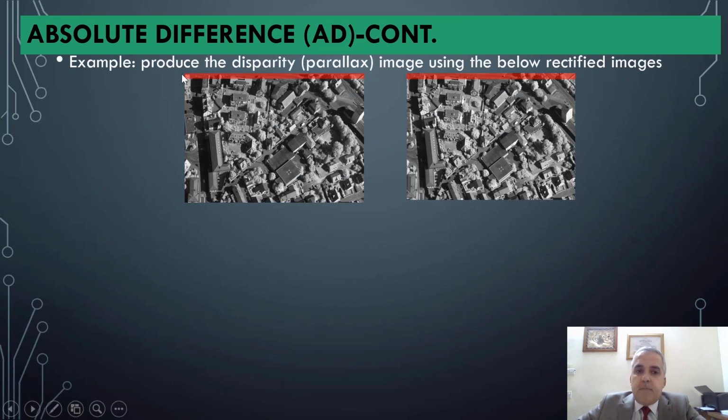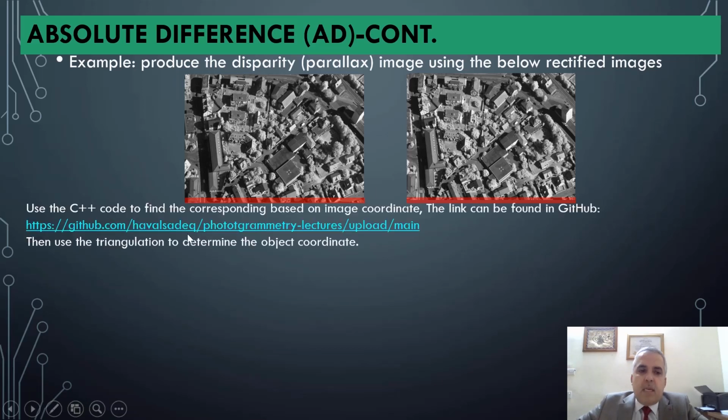Then we will apply the algorithm on each epipolar line, as we applied it in the previous example on one line. Now we are going to apply it on each line individually until the whole image is covered.